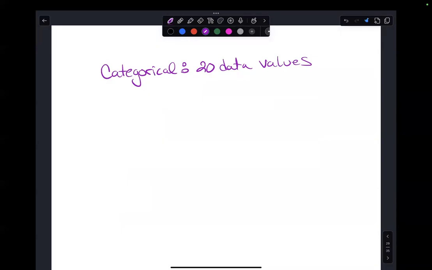Whatever you want to do, just make it simple. It doesn't have to be meaningful. Next is continuous data. Once again, 20 data values.